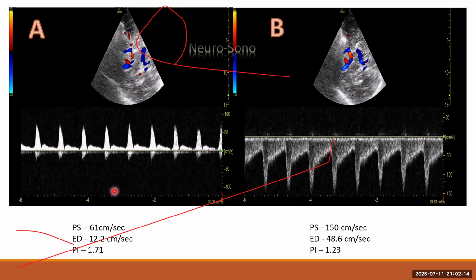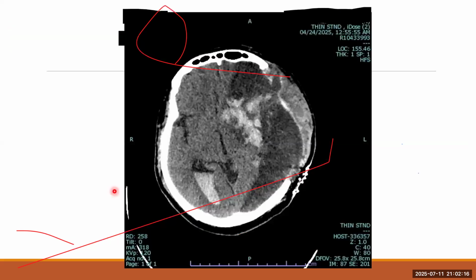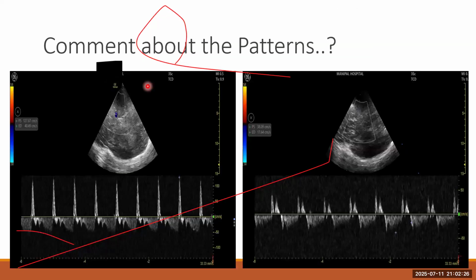This was again the same patient's CT, which showed that ipsilaterally it was completely destroyed, whereas contralaterally we did see some gray-white differentiation being maintained. Along with the same patterns going forward, can we comment about these patterns?